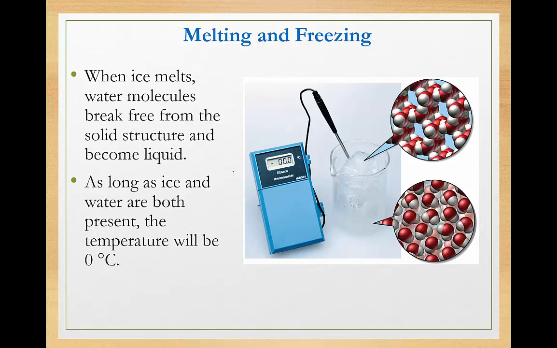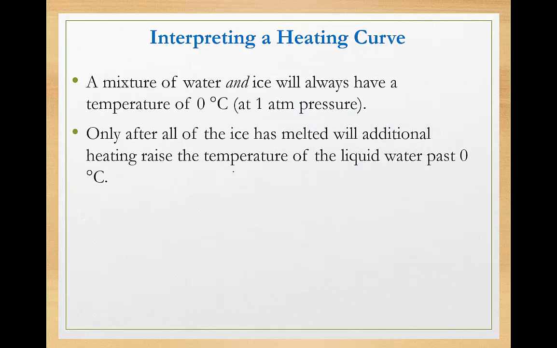Now when we have a mixture of both ice and water, the temperature will go down to 0 degrees Celsius, and all other things being equal, if you're not putting salt in there, colligative properties, we're not changing any of that. The temperature is going to remain at 0 degrees Celsius for an ice-water mixture as long as you have ice present at 1 atmosphere of pressure again. Now, once all the ice melts, if you continue heating that water, now what you're going to do is start raising the temperature of the liquid water past 0 degrees Celsius.